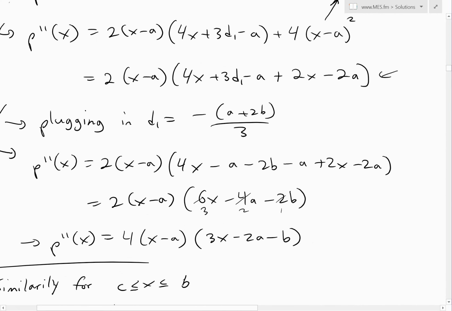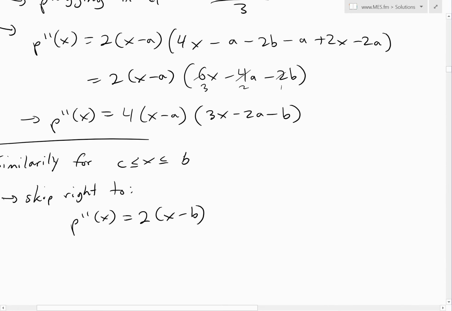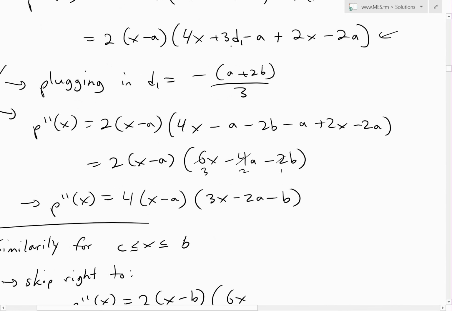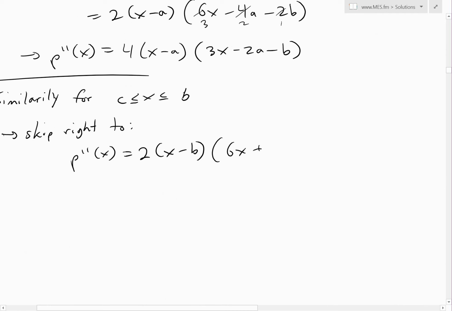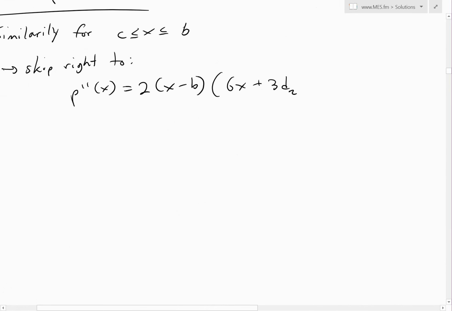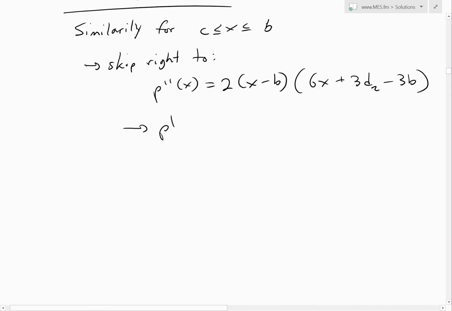And this is 4x, that's going to be 6x, and then there's a 3d1, but that's going to be 3d2. We're just trying to simplify it because it's the same thing, just different variables. And then this is negative 3a. That's just going to be, well, negative 3b. Yeah, 3b like this. And we stop there because now we're plugging in a different variable right here.